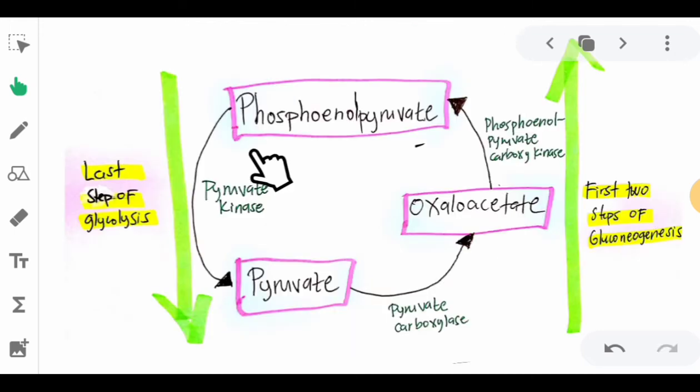Then here are the stages in which I summarize the two of the most important stages in gluconeogenesis. So, this is the last step of glycolysis, right? The conversion of phosphoenolpyruvate with the help of the enzyme pyruvate kinase into pyruvate.